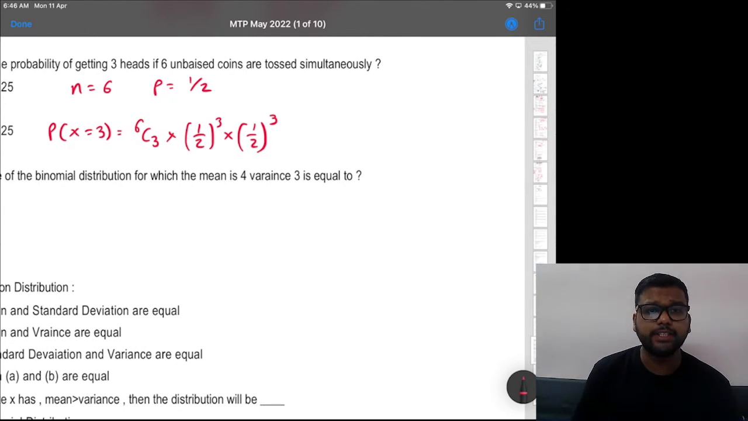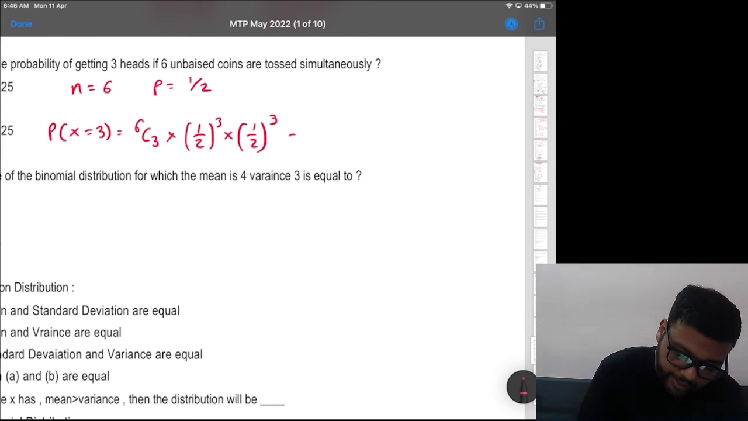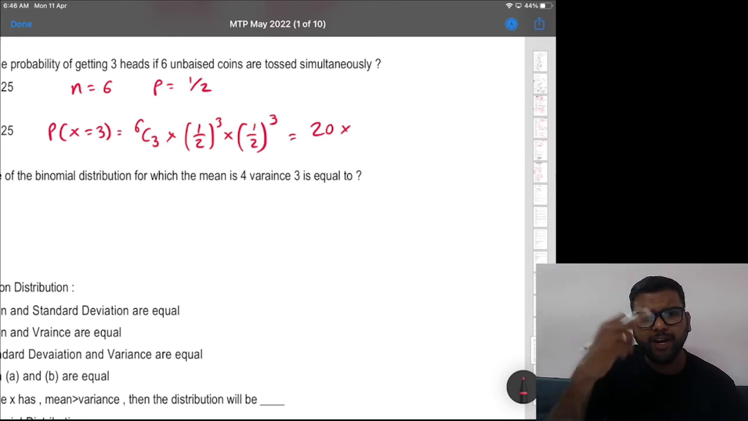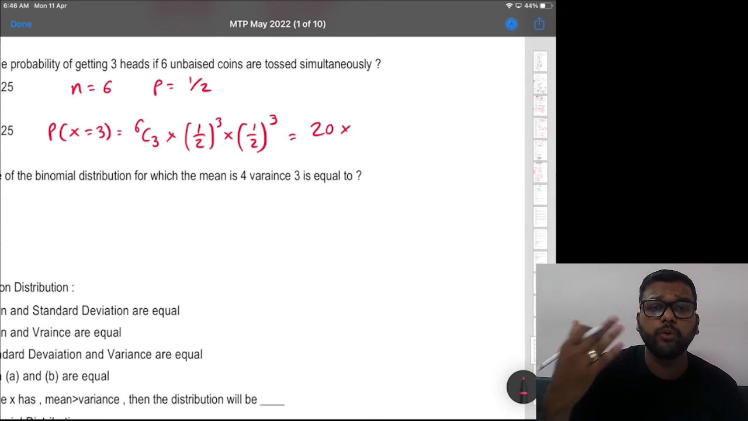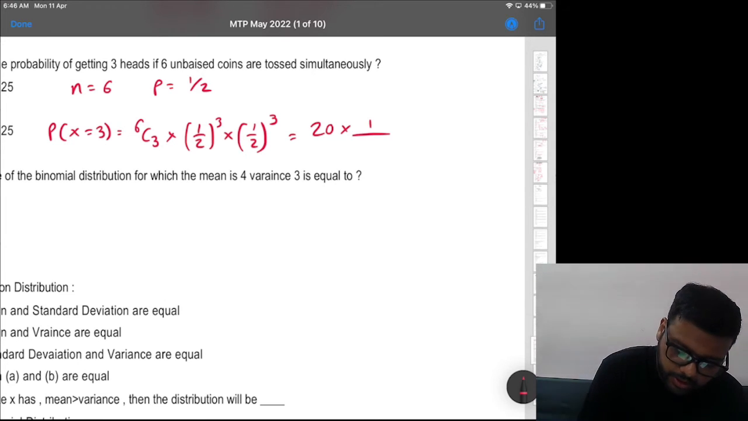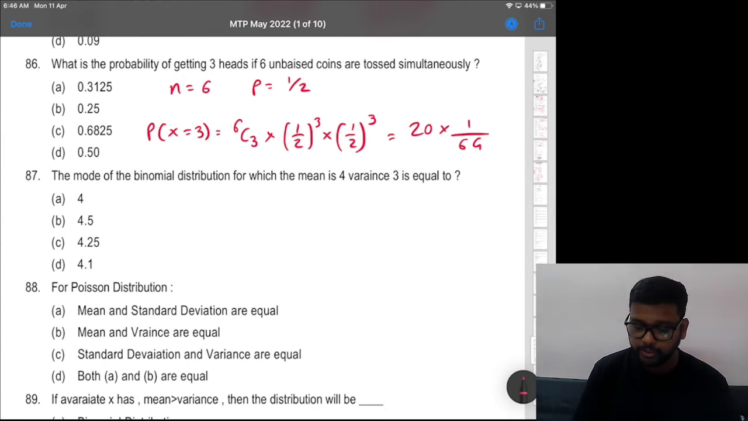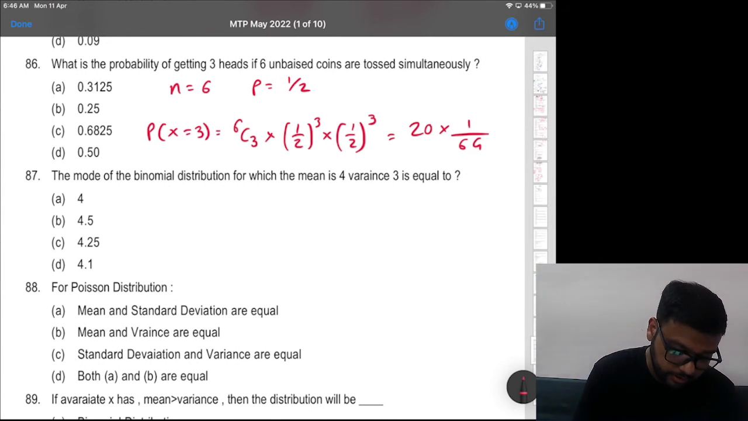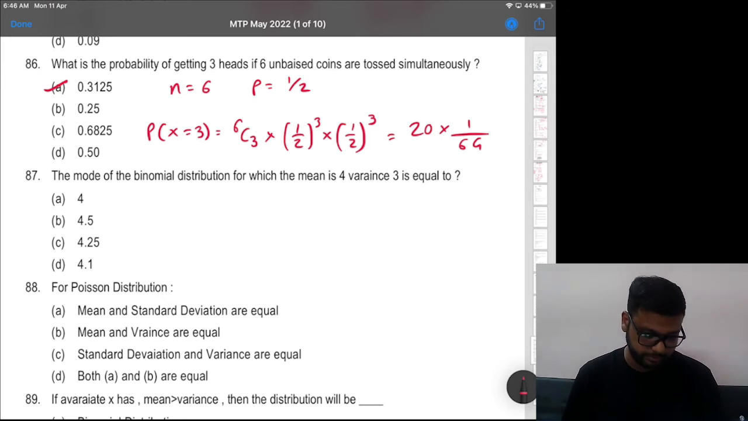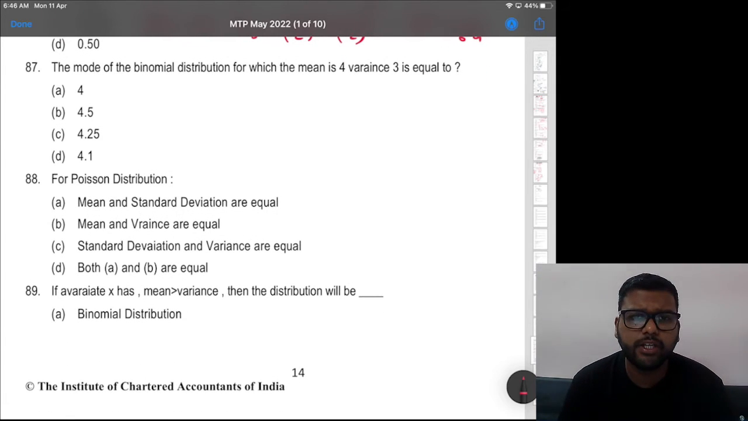So that is going to be 6C3, 6 into 5 into 4 by 3 factorial, which is 20. So 20 into 1 by 2 raised to 3 into 1 by 2 raised to 3, which means 1 by 2 raised to 6. 1 by 2 raised to 6 is 1 by 64. So 20 by 64 will be the correct answer. Option A, 0.3125. Okay. Next, the mode for a binomial distribution for which mean is 4 and variance is 3 is equal to.